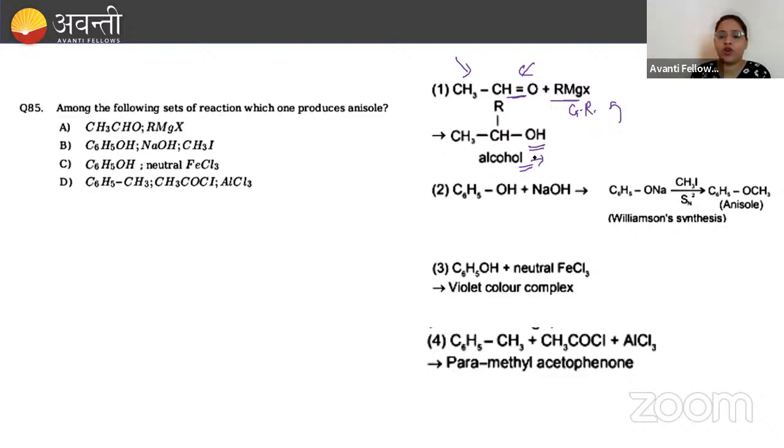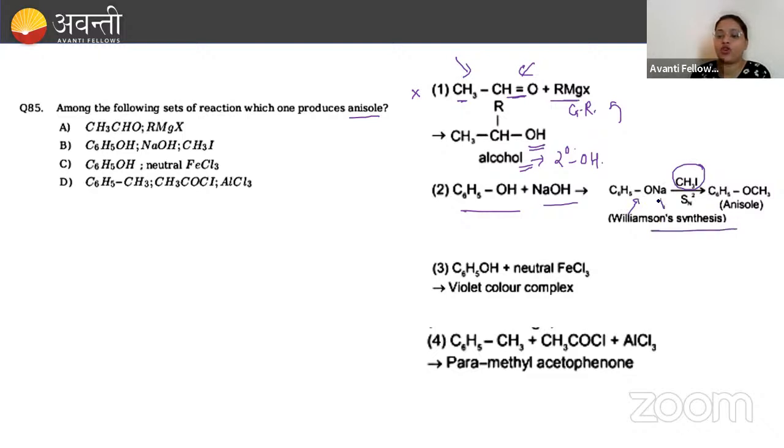Here you can see there is a formation of alcohol. CH3 था यहाँ पे, इसलिए ये secondary alcohol form हुआ है. So हमको क्या चाहिए? Anisole चाहिए. So this is not the option we need to consider here. Next reaction is when phenol reacts with NaOH, right? And then followed by the addition of CH3I. What is going to form? So here you can see this reaction is Williamson synthesis.